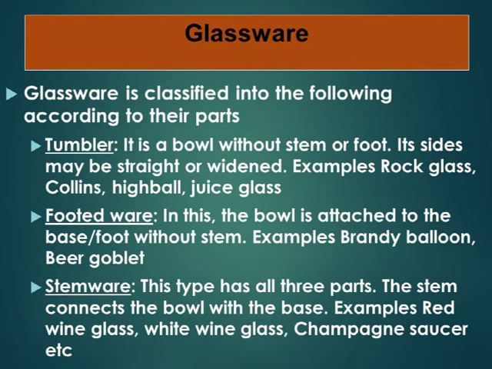Glassware is classified into the following according to their parts. Tumbler. It is a bowl without stem or foot. Its sides may be straight or widened. Examples: rock glass, Collins, highball, juice glass. Footed ware. In this, the bowl is attached to the base, foot without stem. Examples: brandy balloon, beer goblet.